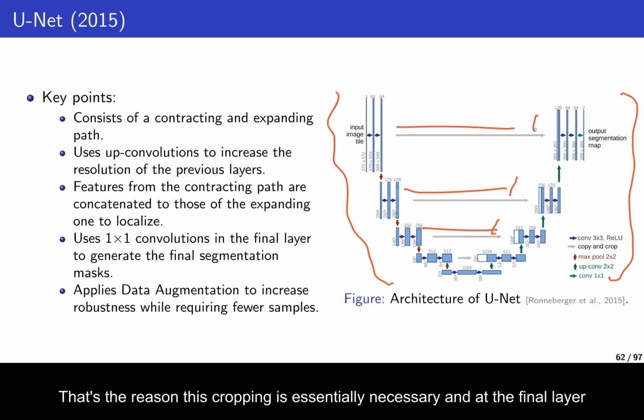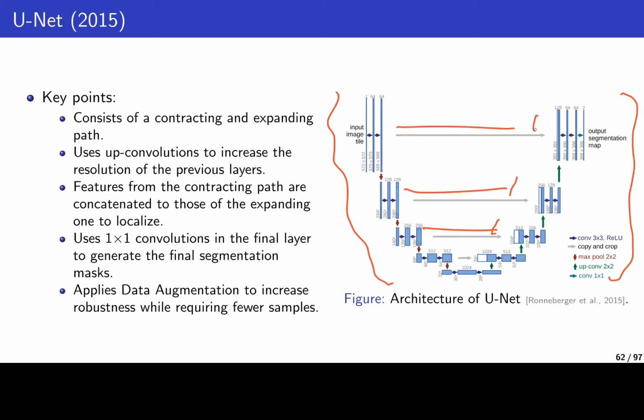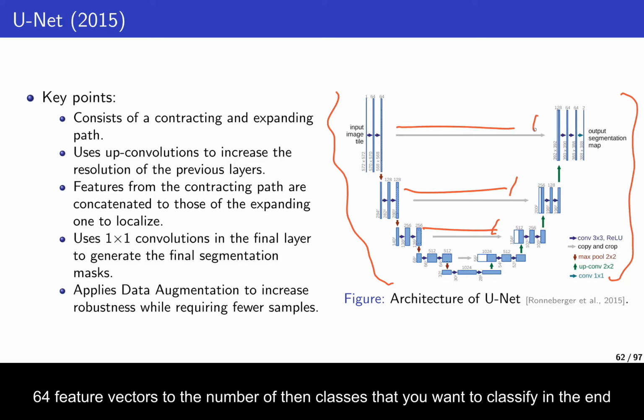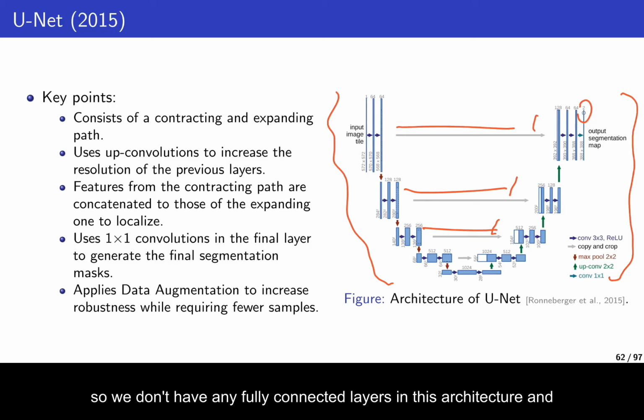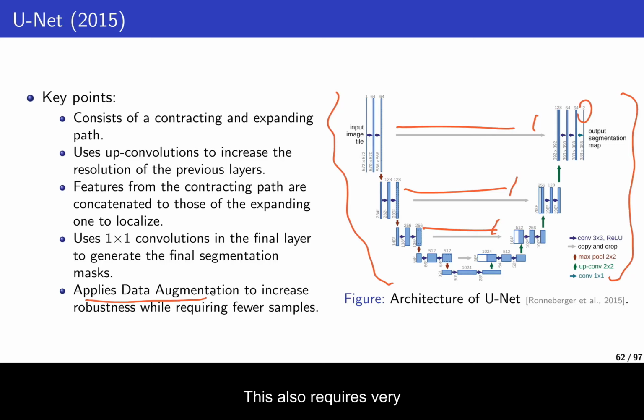And at the final layer, there's a 1x1 convolution that is then used to map the 64 feature vectors to the number of classes that you want to classify in the end. So we don't have any fully connected layers in this architecture. And as we see here, they also apply different types of data augmentation strategies to increase the robustness. And this also requires a much smaller number of samples to train this architecture successfully.